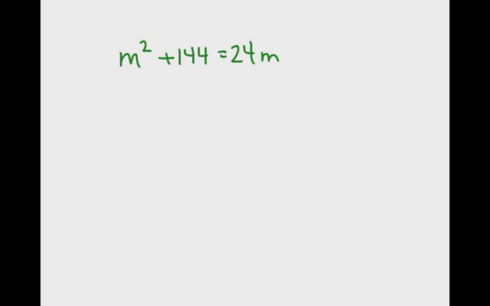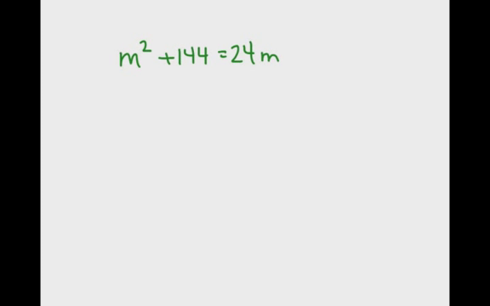So how does this all relate to factoring? Because that's what we've been doing this entire chapter. So now we're going to start off with a polynomial. We have m squared plus 144 equals 24m. So to solve this, to find out what values of m make this equation true, we are going to factor the equation and then solve for m.